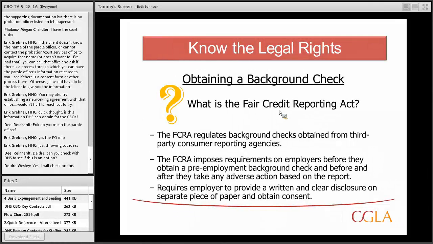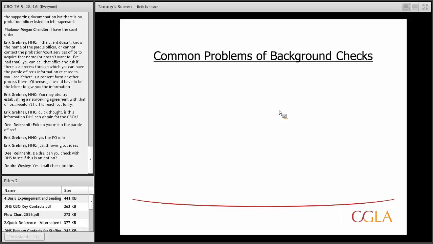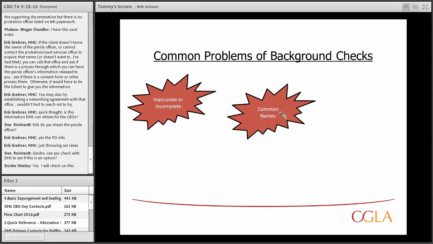The Fair Credit Reporting Act, I think this is an important one. This Fair Credit Reporting Act doesn't just apply to credit reports, but also background checks. And why do we care about this? Because background checks are the worst. They're inaccurate, they're incomplete, there's common names. Like my name, Beth Johnson, is in the Cook County system. They aren't my records, but the year and date of birth is similar, right? It's like a year before my date of birth and a month later. And so common names are a problem with background checks.